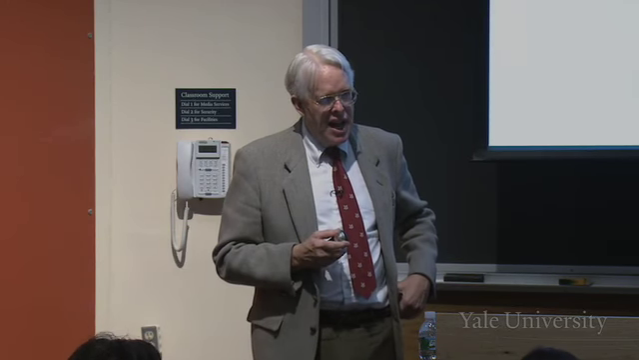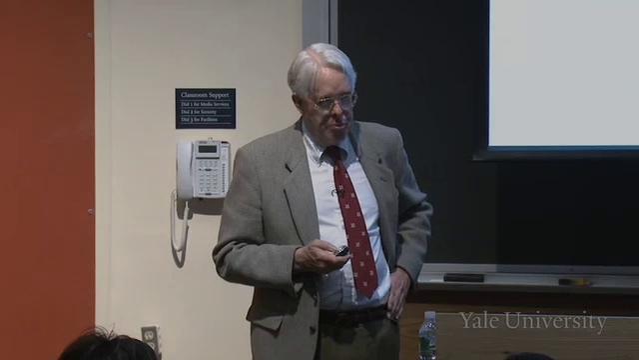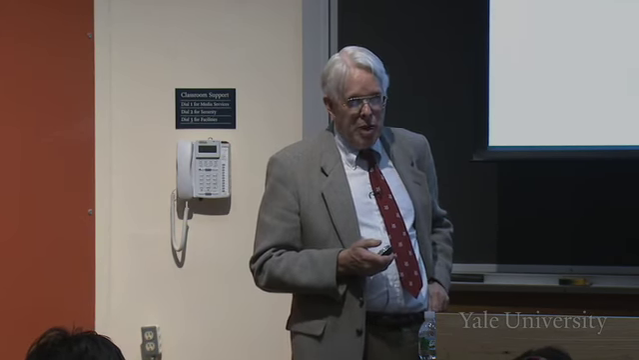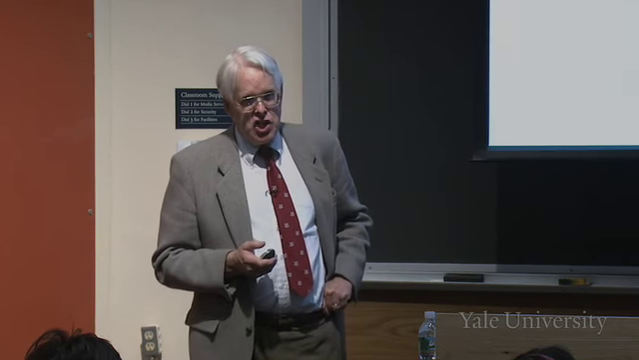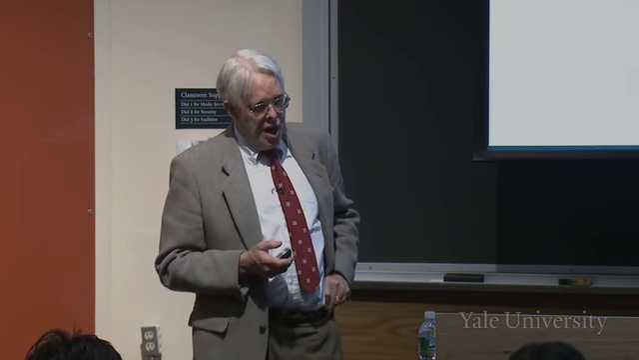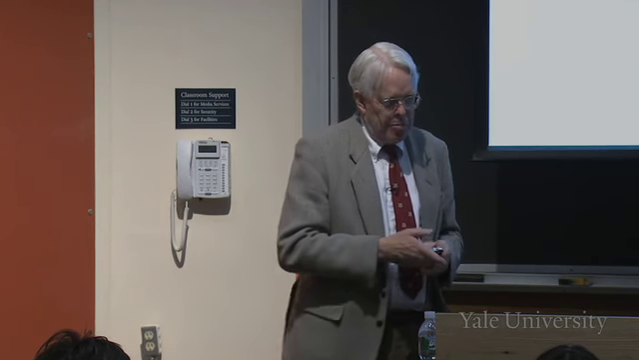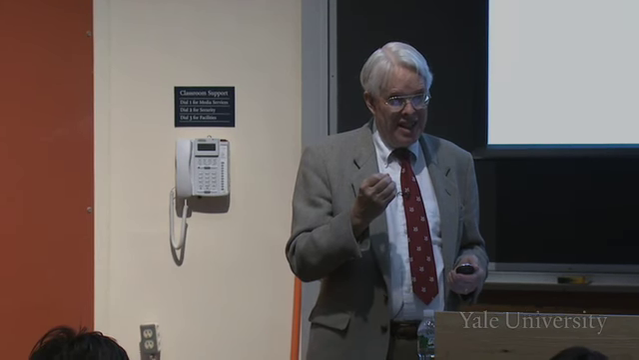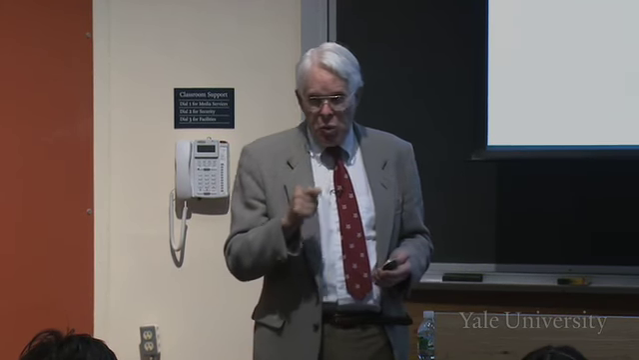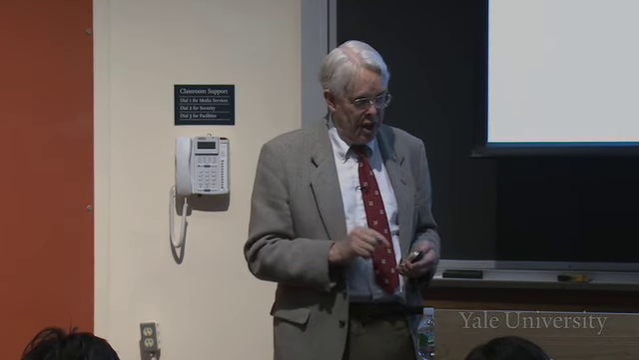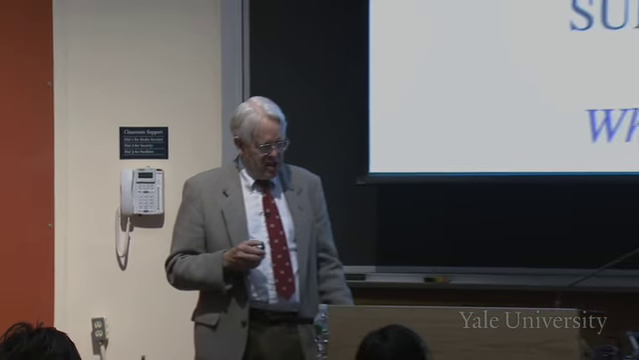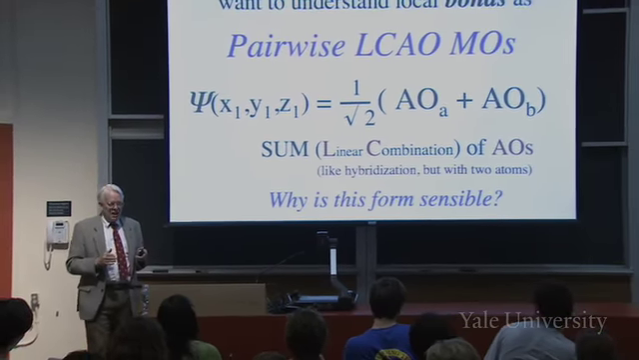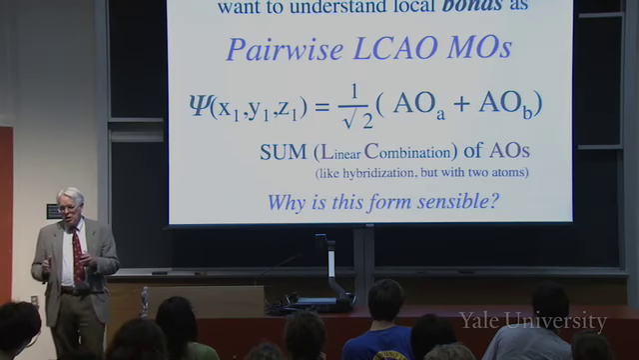At pairwise LCAO molecular orbitals. Now, what's an LCAO? It's a sum, or a linear combination, right? A weighted sum of atomic orbitals. So here's an example. Psi, which is an orbital, what's it a function of? Position of what? One electron. So it's a function of x1, y1, z1. We're talking just about electron 1. So the wave function for electron 1, we say, is 1 over the square root of 2 times one atomic orbital plus another atomic orbital, right?